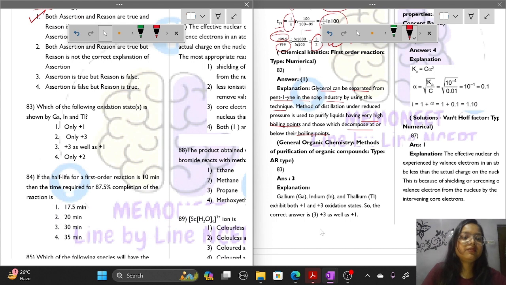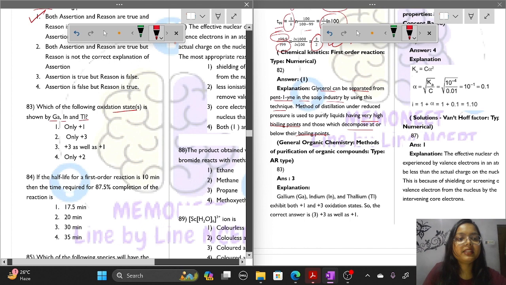Question number 83. Which of the following oxidation state is shown by gallium, indium and thallium? So these all show +3 as well as +1 oxidation state.